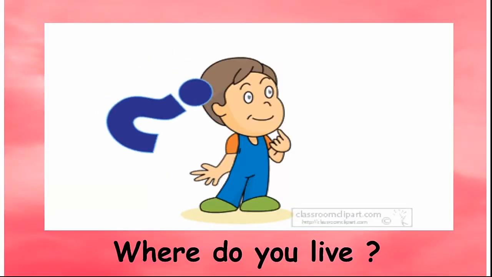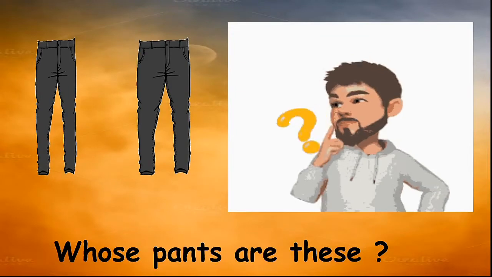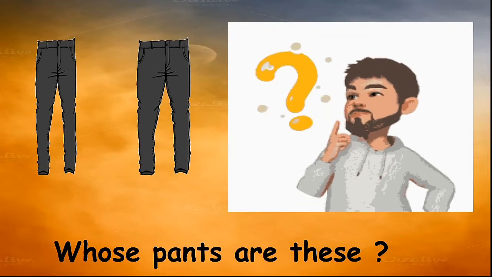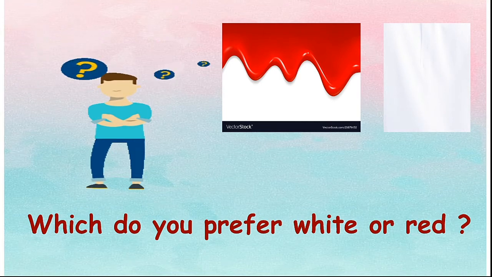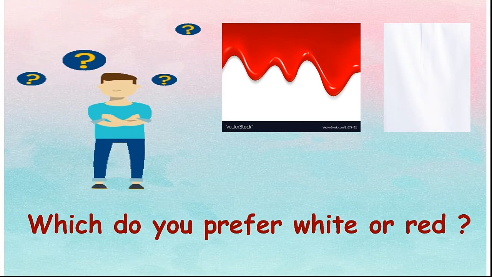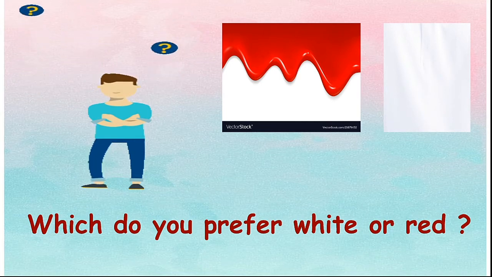For example, where do you live? Whose pants are these? Which do you prefer, white or red? So, these are the examples of interrogative sentences.